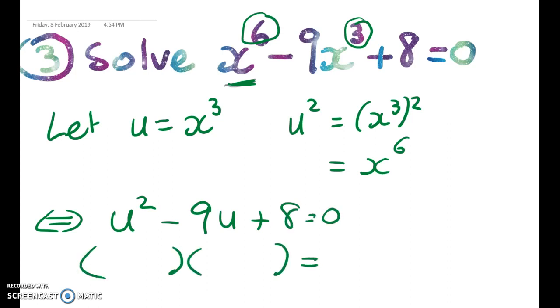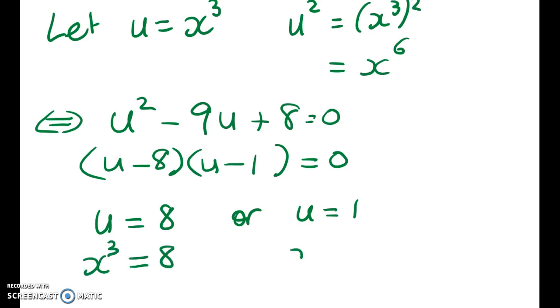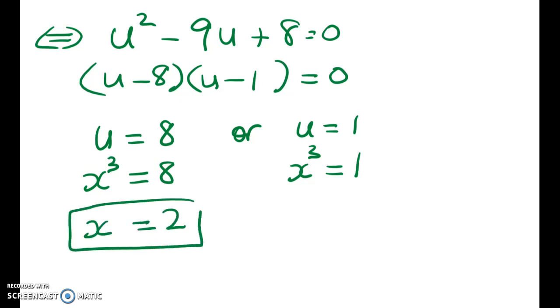Factorising, so it's suddenly turned into an easy quadratic. We've got u minus 8 and u minus 1. That gives me u equals 8 or u equals 1, but we want x, not u. u is just the same as x cubed. So here we're going to get x is equal to 2 and x is equal to 1.